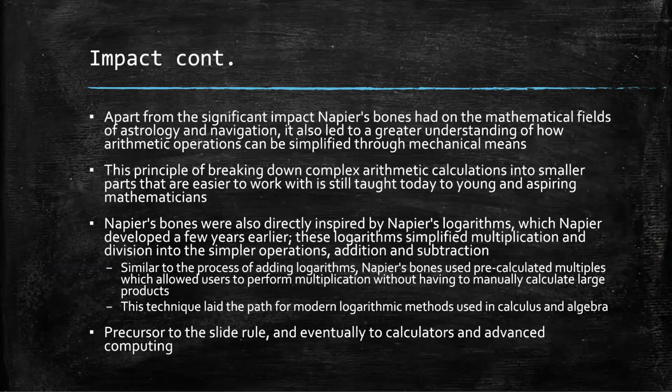Apart from the significant impact Napier's bones had on the mathematical fields of astrology and navigation, it also led to a greater understanding of how arithmetic operations can be simplified through mechanical means, and this principle is still being taught to young children today. Napier's bones were also directly inspired by Napier's logarithms, which Napier developed a few years earlier. These logarithms simplified multiplication and division into the simpler operations addition and subtraction. And Napier's bones were a precursor to the slide rule, which was the first mechanical calculator, which eventually led to more complex calculators in the future.